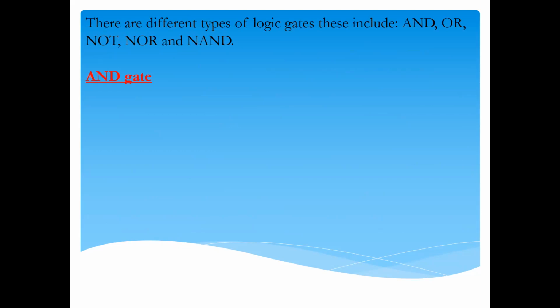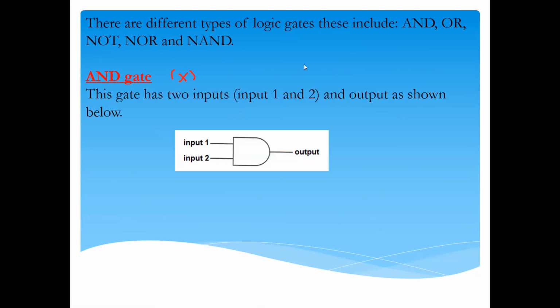AND gate: first the circuit symbol for the AND gate and how to get the result of the AND gate. The AND gate works by multiplication. We get the result by multiplying the numbers. For example, if it has 2 inputs and 1 output, how do we get the output? If input 1 is 0 and input 2 is 0, 0 multiplied by 0, what will the output be? The output will be 0. It means if any lamp, bulb, or device is connected here, that device will remain off.